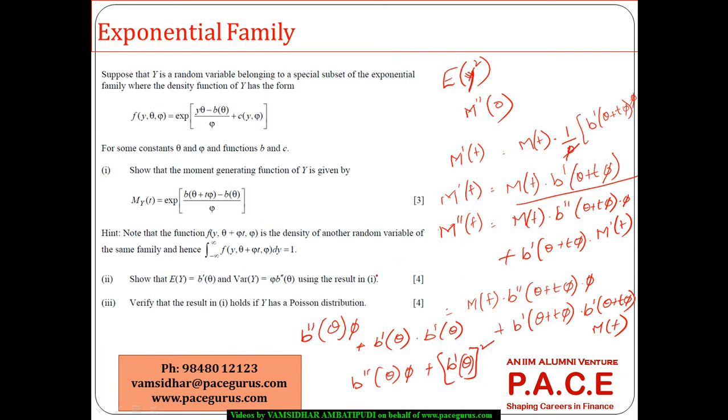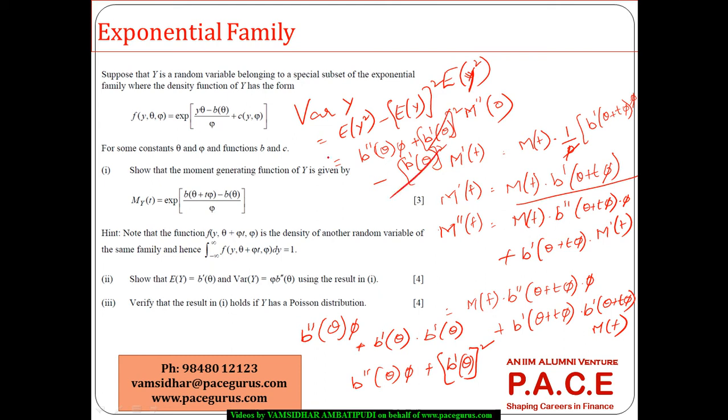Now this is the expected value of y squared. And now the variance of y is nothing but the expected value of y squared minus the expected value of y whole squared. Expected value of y squared we have got as b double dash of theta times phi plus b dash of theta squared, minus the expected value of y, which is also b dash of theta, squared. So these two cancel, which gives me phi times b double dash of theta, which is what comes out as a part of the result here. So we are able to prove this as well as this.